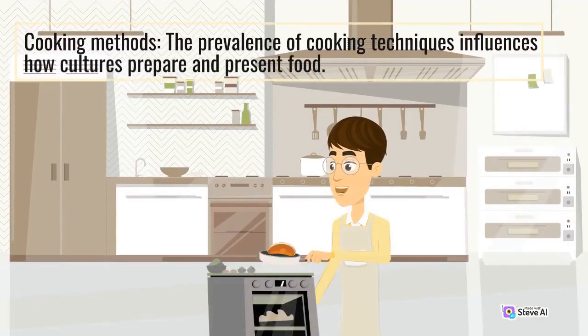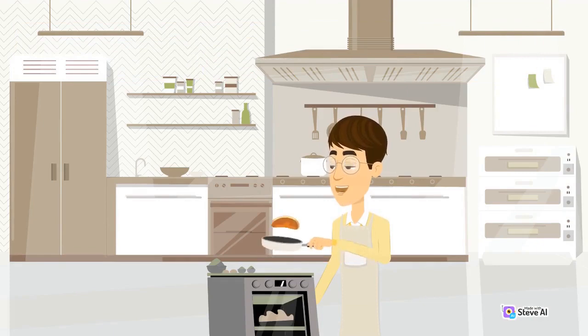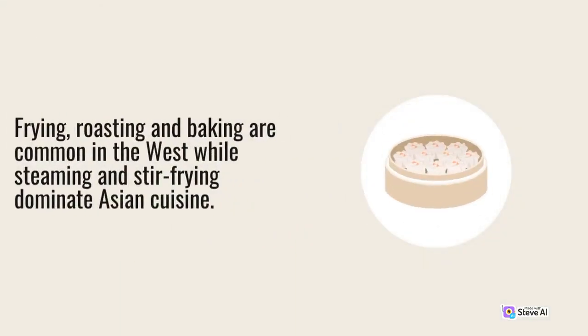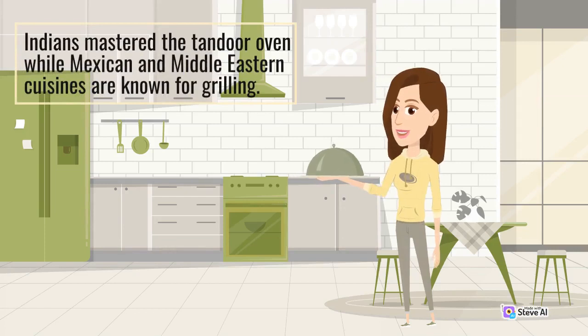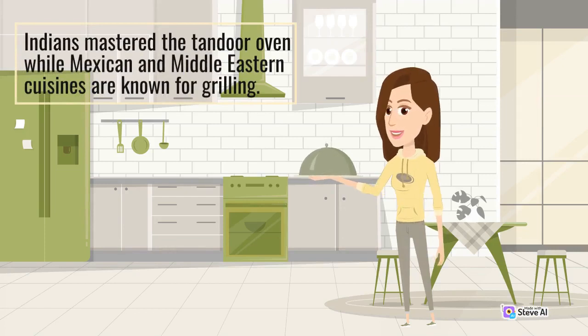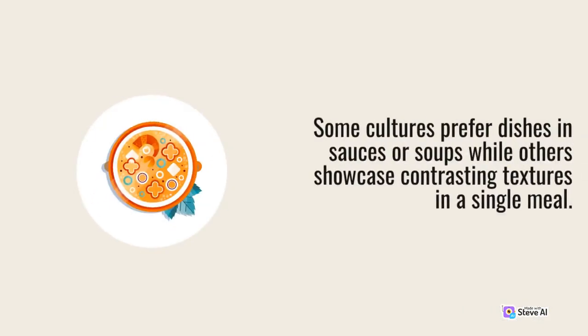Cooking methods. The prevalence of cooking techniques influences how cultures prepare and present food. Frying, roasting, and baking are common in the West, while steaming and stir-frying dominate Asian cuisine. Indians mastered the tandoor oven, while Mexican and Middle Eastern cuisines are known for grilling. Some cultures prefer dishes in sauces or soups, while others showcase contrasting textures in a single meal.